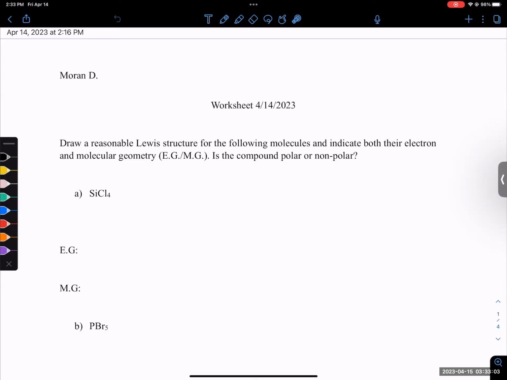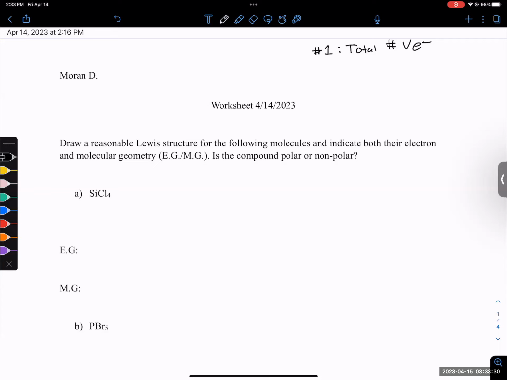So based on yesterday's session, what is the first rule when it comes to drawing a Lewis structure? Right, so rule number one is find the total number of valence electrons, VE minus for short. So that's the first step.